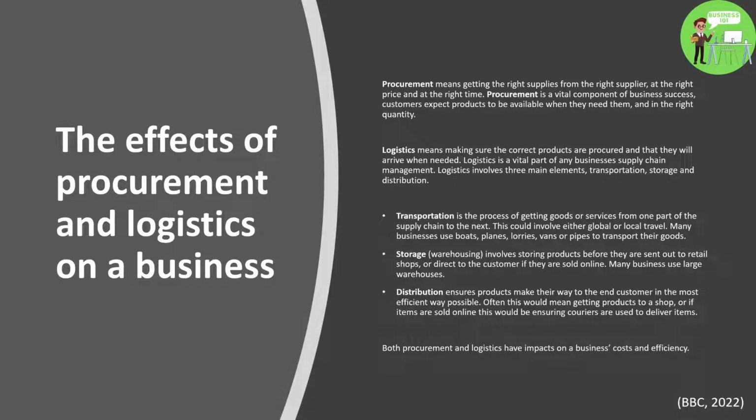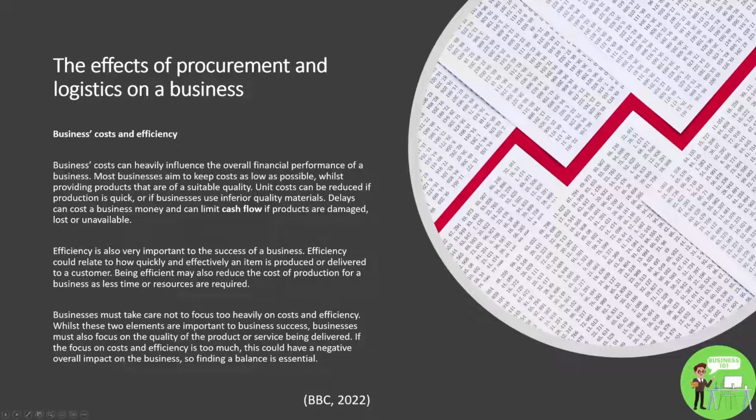Both procurement and logistics have impacts on a business's cost and efficiency. So what are these effects of procurement and logistics on a business? Well, as we just mentioned, primarily costs and efficiency. Okay, so business costs can heavily influence the overall financial performance of a business. Most businesses aim to keep costs as low as possible whilst providing products that are of a suitable quality.